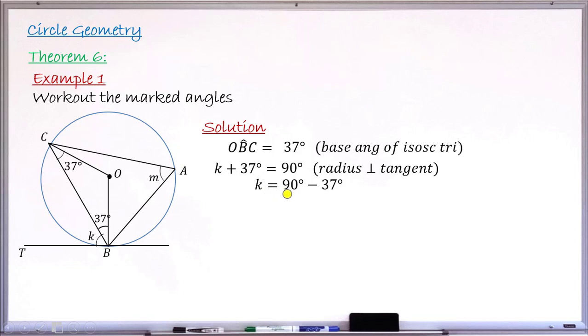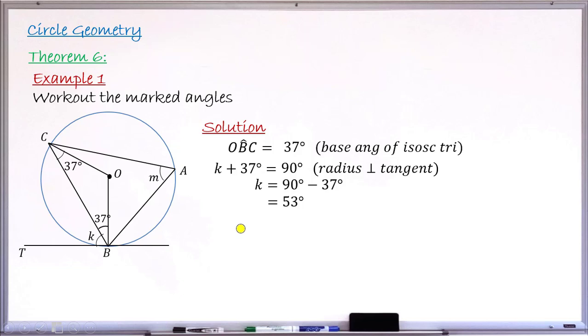So I have my k equals 90 minus 37. Subtracting 37 from 90 correctly, you now have 53 degrees. So this angle Q will now be 53 degrees. So what remains is the angle M.